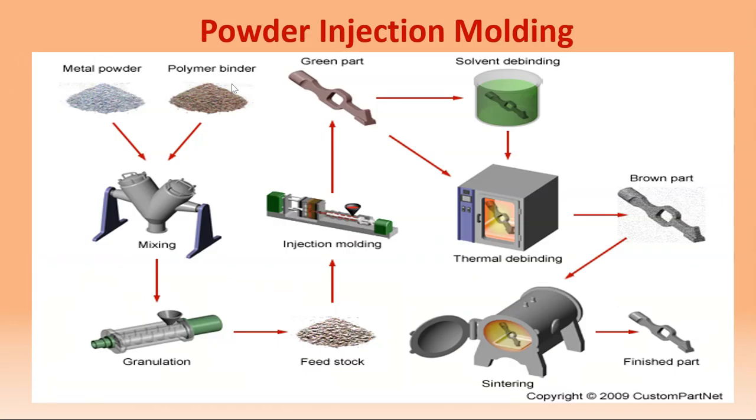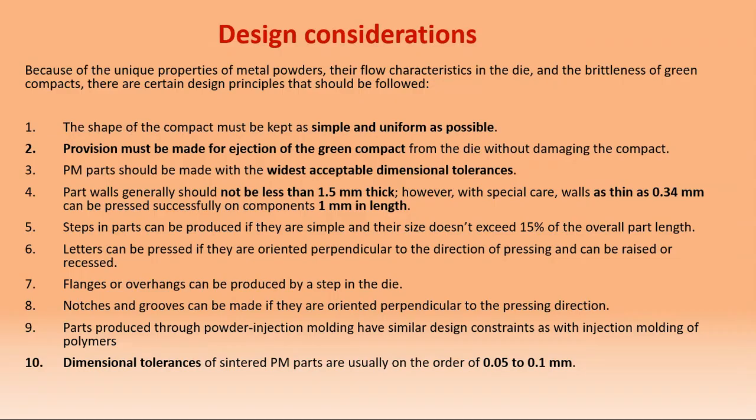So they have the metal powder and the polymer binder. They have the mixing process, and then the granulation. When they produce the granulation, they go into injection molding. So they have the green part here before going to sintering. Then they have to go through solvent debinding and thermal debinding, and then they have the brown part. Then they finally go to sintering to get the finished part. So they have some additional steps compared to powder metallurgy.